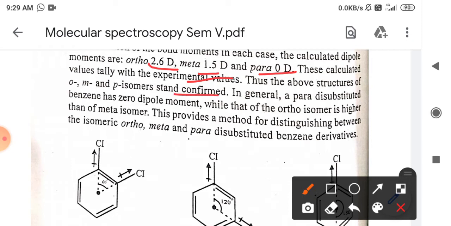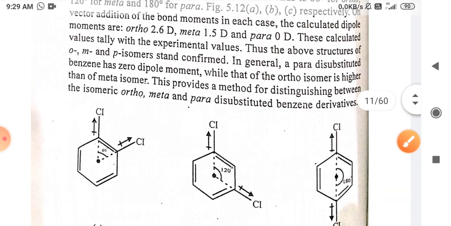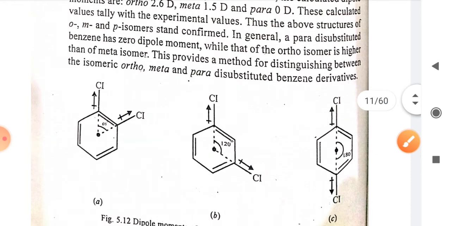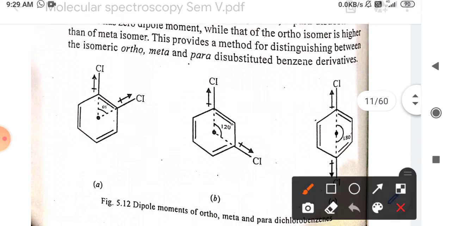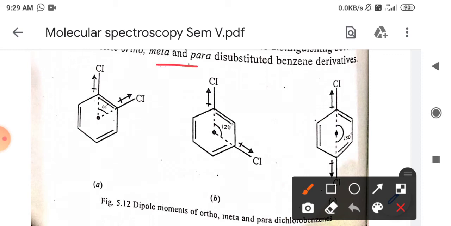So we can say that these bond angles are exactly 60 degrees here, 120 here and 180 degrees here. In general, the para substituted benzene has zero dipole moment because of its symmetrical nature, while the ortho isomer is higher than the meta isomer. So this provides a method for distinguishing between the three types of isomers of benzene derivatives.